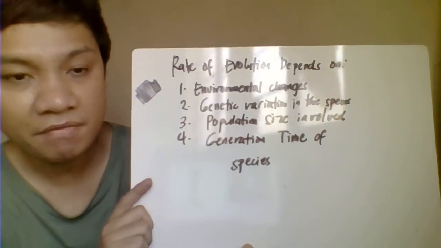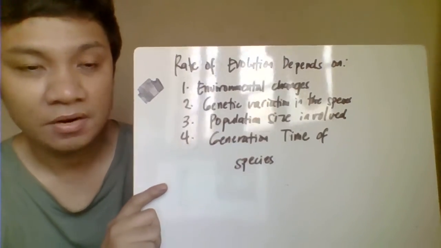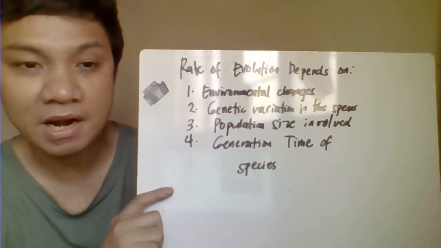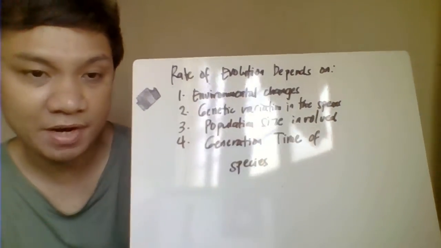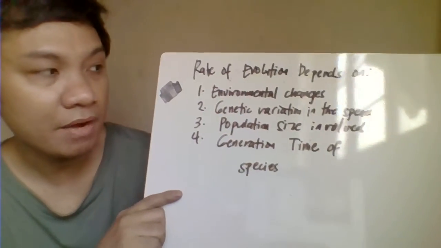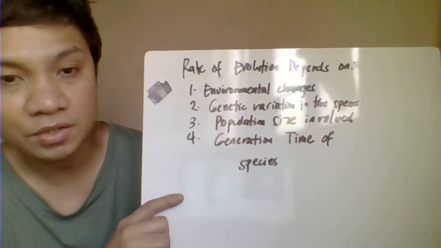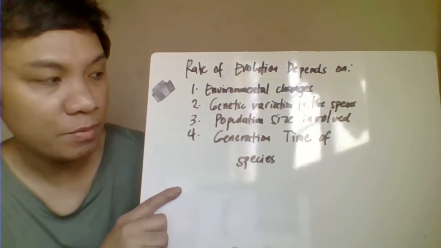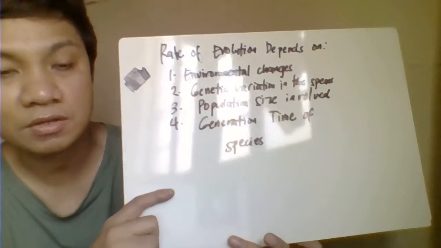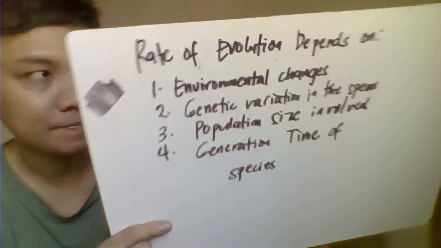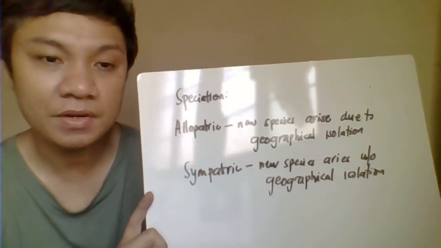Okay, now we have the factors that determine the rate of evolution. These are the factors that determine how fast changes occur in a particular species over a period of time. The first one is environmental changes. Another one is the genetic variation of the species. Third is the population size involved. And the fourth is the generation time of each species. Lastly, we have the process of speciation.